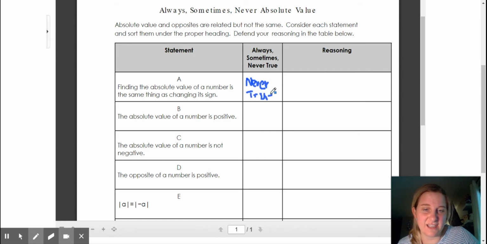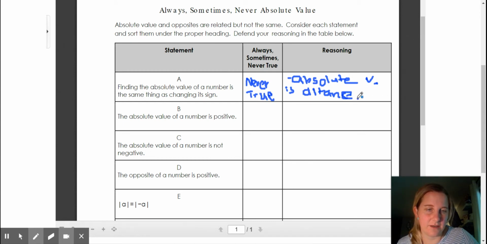And the reason is finding an absolute value is different. So absolute value is distance, comma, not opposite numbers.